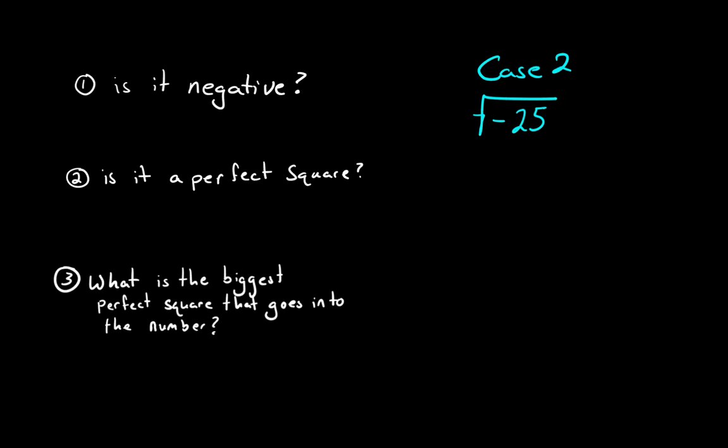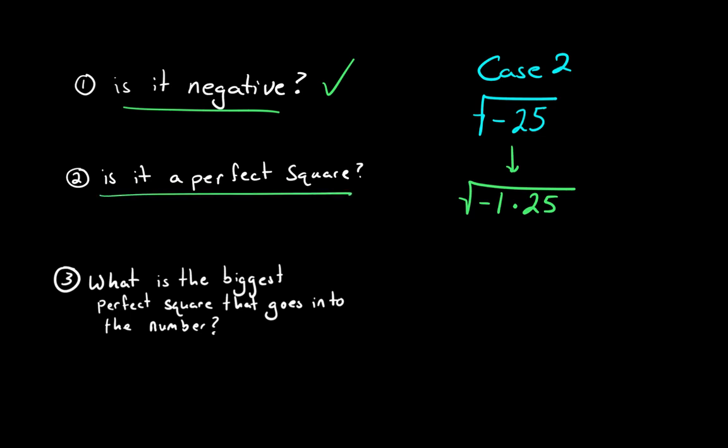The second case is something like this, where we have the square root of negative 25. The first thing we want to check is, is the number negative? And since it is negative, what we're going to do is separate it into negative 1 times 25. The second thing is, is it a perfect square? Yes, the number we have left over is indeed a perfect square, so we don't have to break it apart further, which means we don't have to check the third question.